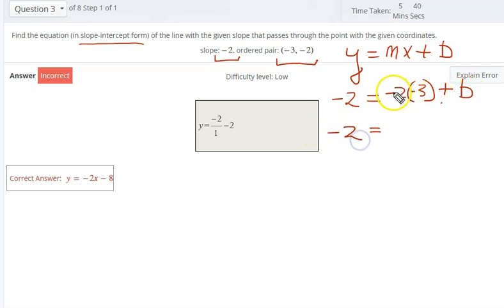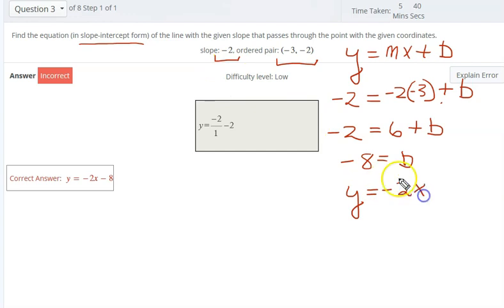So negative 2 equals negative 2 times negative 3, which is a positive 6, plus b. Transpose our 6 to the other side, it becomes a negative 6. So this becomes a negative 8 equals b. So now we write the equation in slope-intercept form. Y equals, now our slope, negative 2, don't forget the x, and then our new b value, a negative 8. And that's what we have.